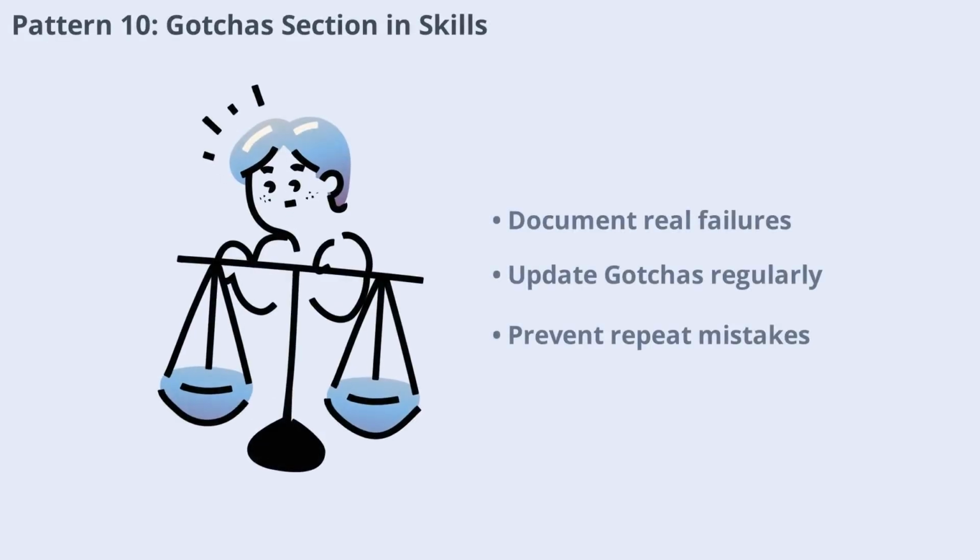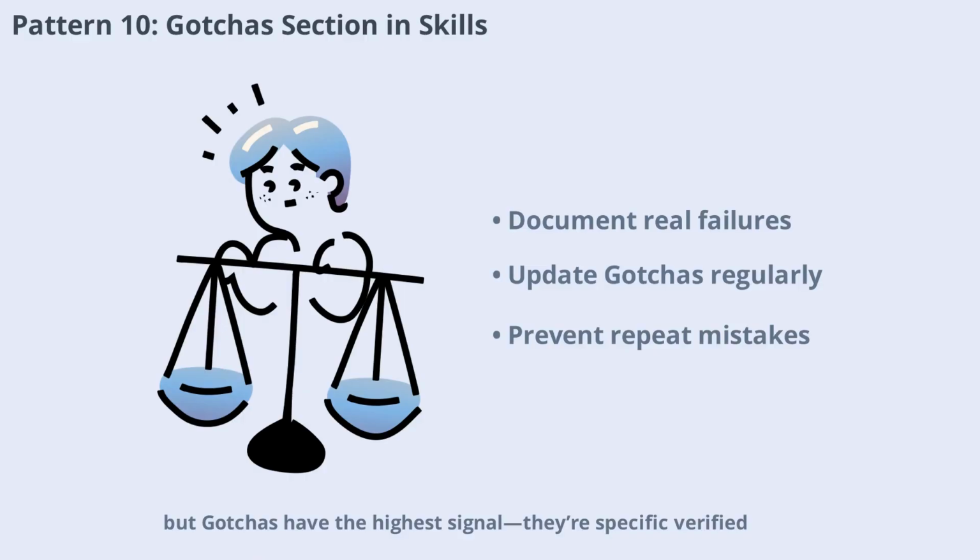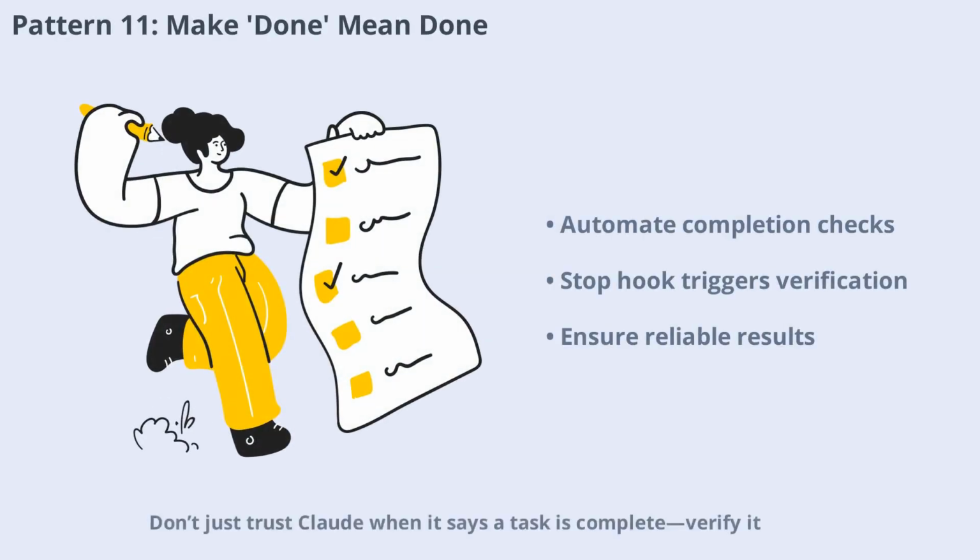When building reusable skills for your team, focus on the gotchas section. This is where you document real-world failures and edge cases Claude has actually encountered. Overviews and examples are helpful, but gotchas have the highest signal. They're specific, verified, and prevent future mistakes. Update this section every time you hit a snag, and your skills documentation will become a powerful tool for continuous improvement.